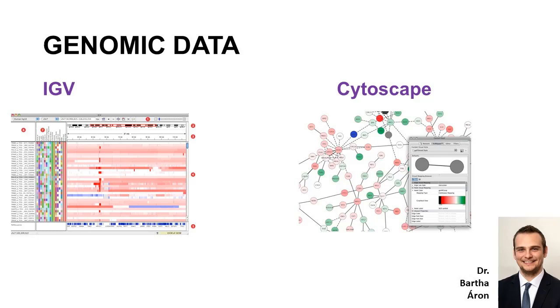Cytoscape is an open-source software platform for visualizing molecular interaction networks and biological pathways and integrating these networks with annotations, gene expression profiles, and other state data. Although Cytoscape was originally designed for biological research, now it is a general platform for complex network analysis and visualization.